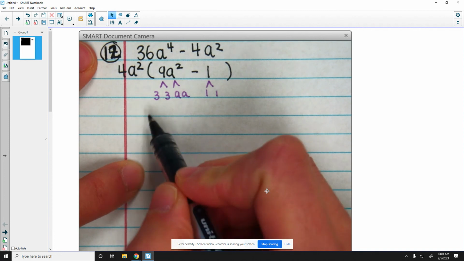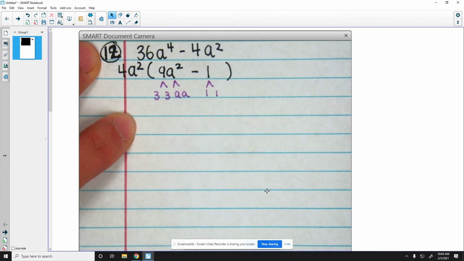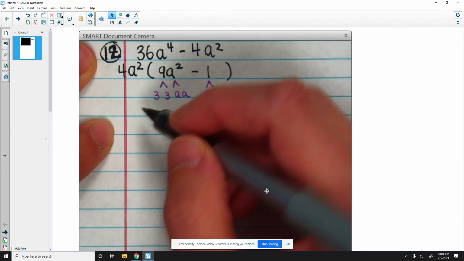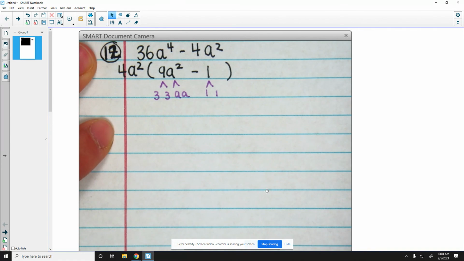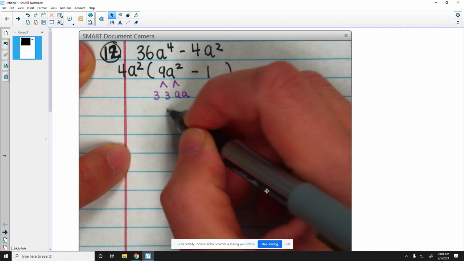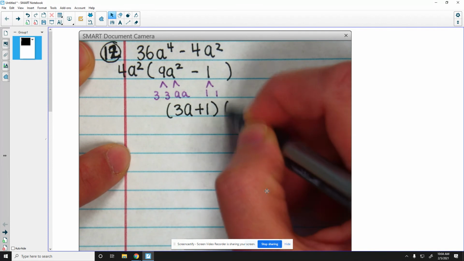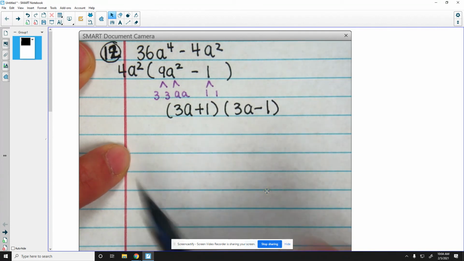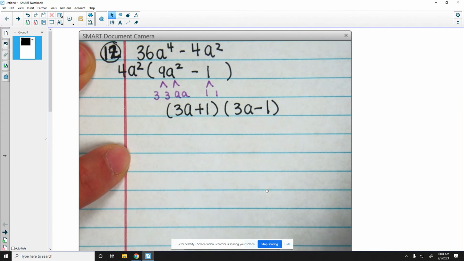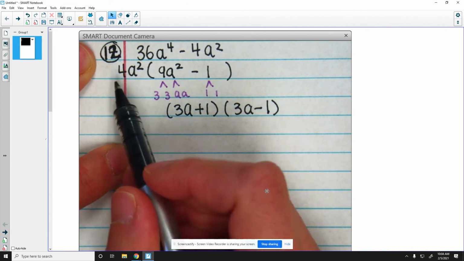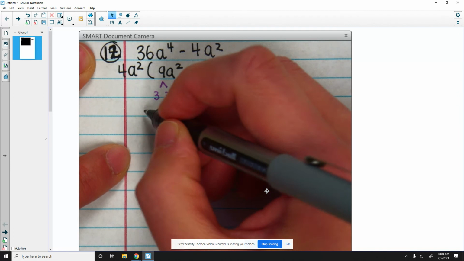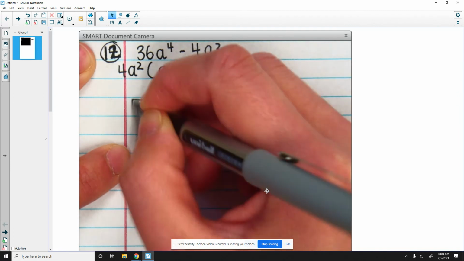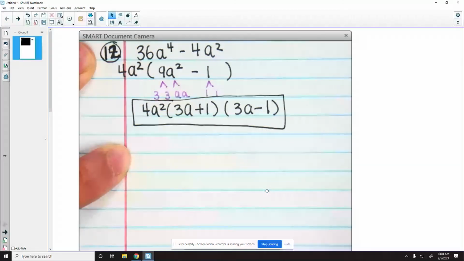Okay, does someone in person know what is my final answer? I should have 3 things I should be saying. Ryan? 3a plus 1, 3a minus 1. Okay. And then there's one more thing. 4a squared. Remember the 4a squared? We took it out. So you still take out the 4a squared. And that would be my answer. I can't break it down anymore.